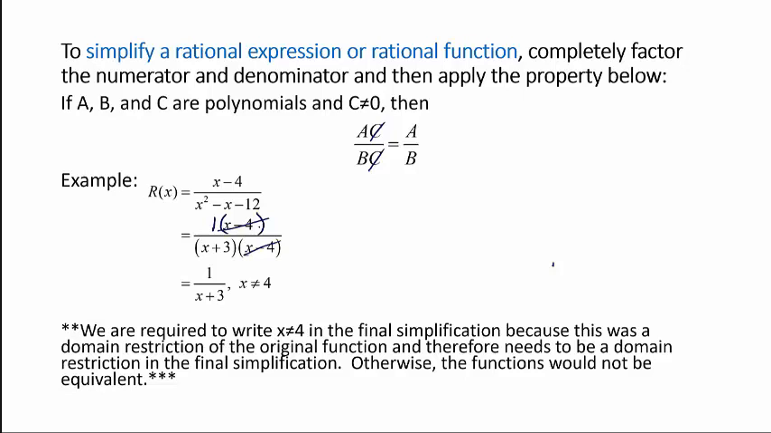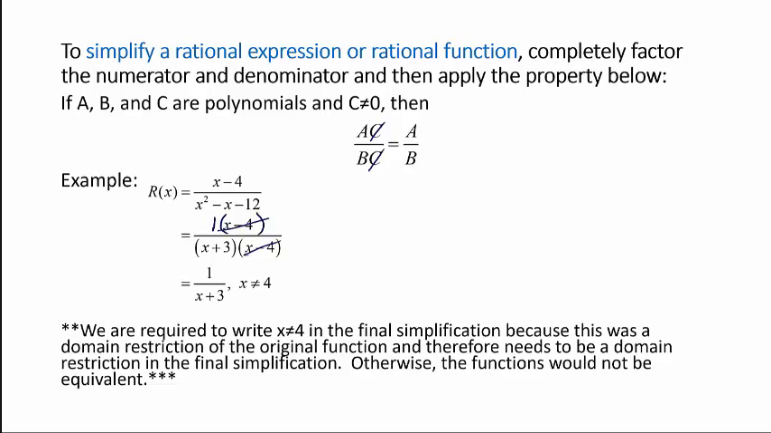And we also have to say that x can't be 4. That domain restriction is actually very important because otherwise the 1 over x plus 3 is not equivalent to the function that we were originally given, right? Because the function that we were originally given had that x minus 4 as a factor in the denominator, which means that 4 can't be part of the domain. And of course 4 can't be part of the domain because if we stick 4 into that factor we get 0, right? We can't divide by 0. That's the whole deal.